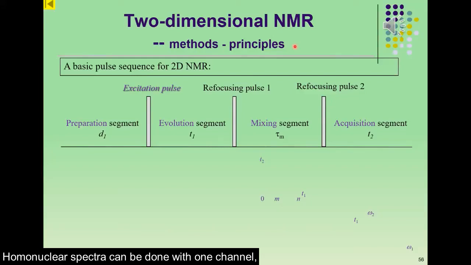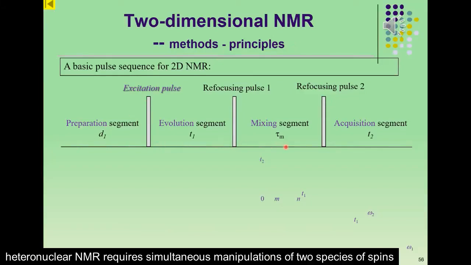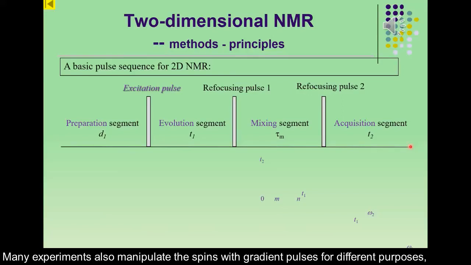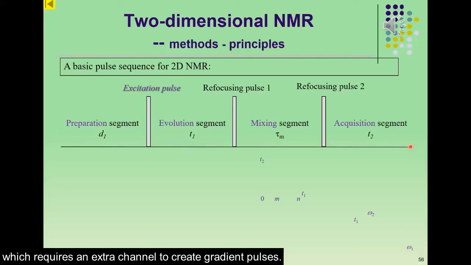Homonuclear spectroscopy can be done with one channel. Heteronuclear NMR requires simultaneous manipulation of two species of spins that have different NMR frequencies, and hence an extra channel is required. Many experiments also manipulate the spins with gradient pulses for different purposes, which requires an extra channel to create gradient pulses.